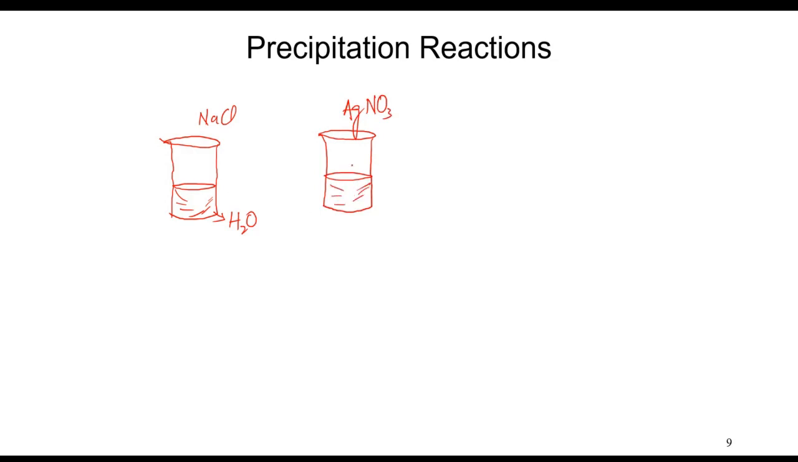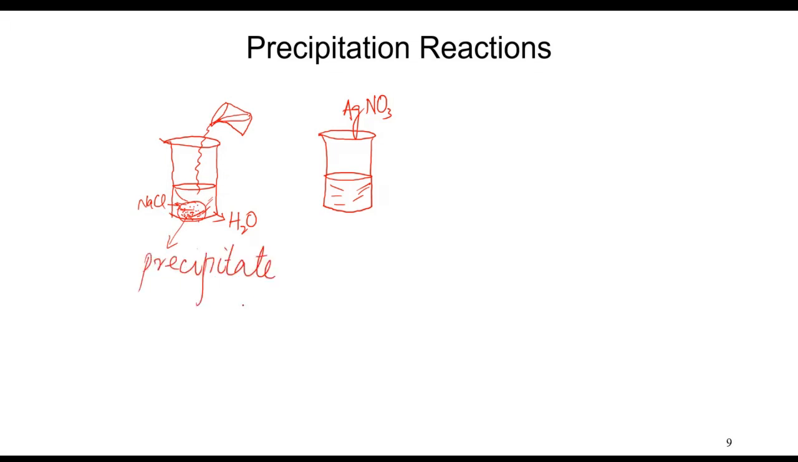Now, we have two solutions. This is NaCl solution. This is AgNO3 solution. Mix these two solutions. I put this AgNO3 solution here in this NaCl solution. When you mix these two solutions, what happens? After mixing here, you will see white solid substance in the bottom. This solid substance that is separated out from these two solutions is known as precipitate.